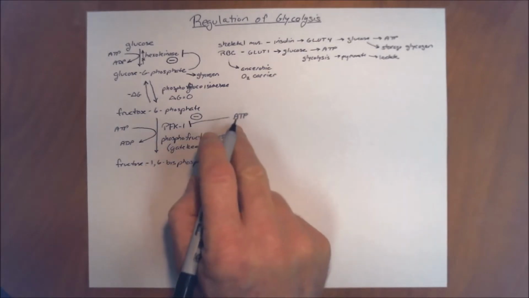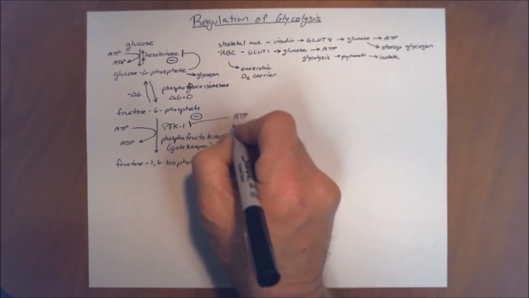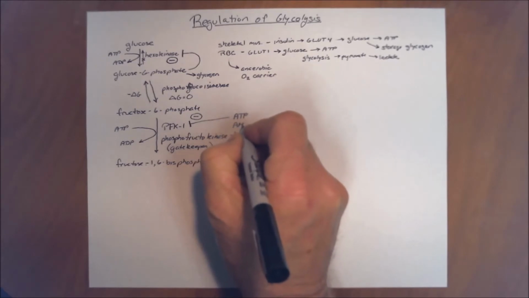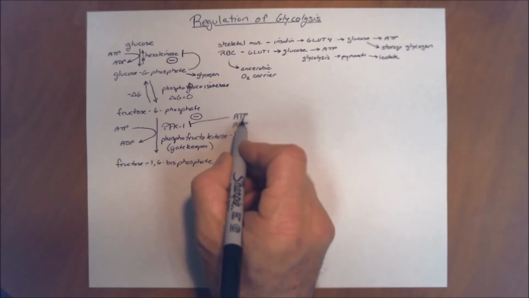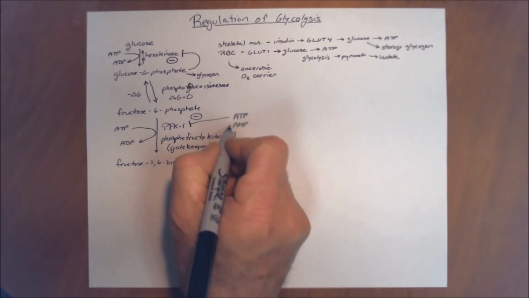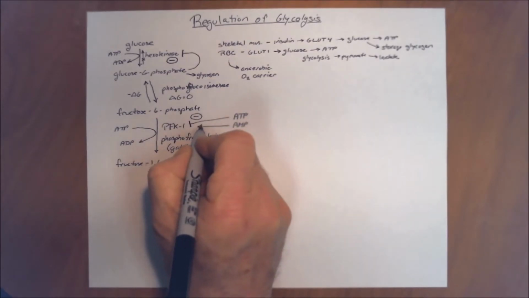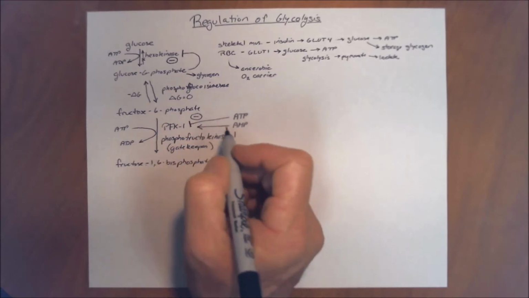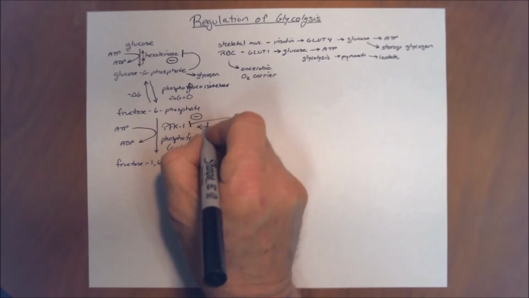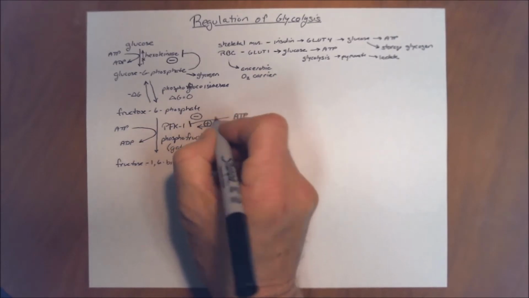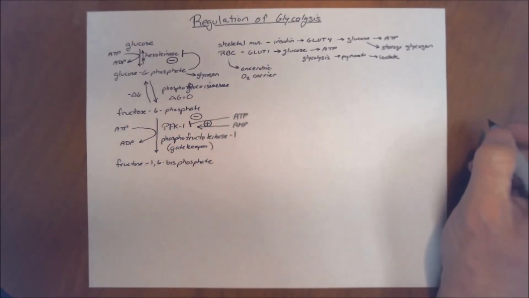Now likewise, as ATP levels start to drop, AMP levels will begin to rise. So as we are using energy in skeletal muscle, we want to start PFK1 again to proceed through oxidation of glucose and generate energy in the form of ATP. So AMP is a positive regulator, an activator of PFK1.